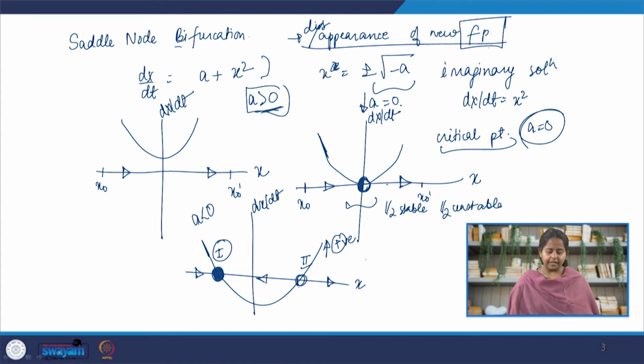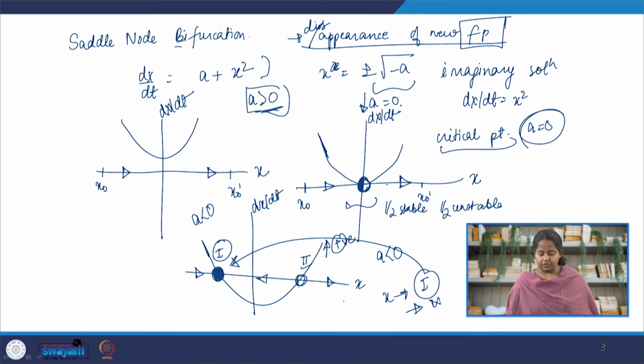So what we are seeing is as long as a is less than 0, depending upon where the system is starting, what the initial value of x is, there are two possibilities. One is that x reaches the first fixed point value here, and the other possibility is that x reaches plus infinity. These are the only two solutions.